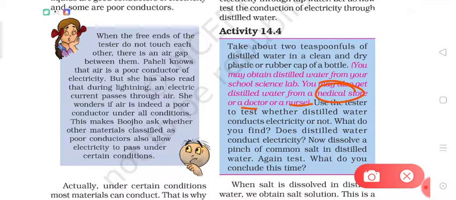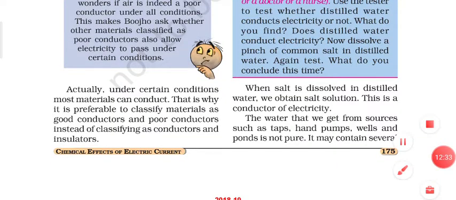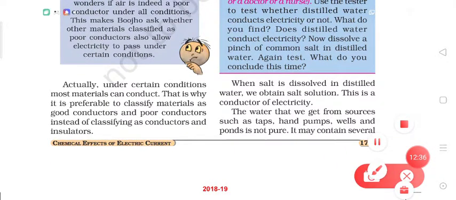Right, so now, once you have tested that the distilled water is a poor conductor of electricity, you dissolve a pinch of common salt in distilled water. When you test it again, what will you see? You will see that once you have dissolved salt in distilled water, it becomes a very good conductor of electric current.